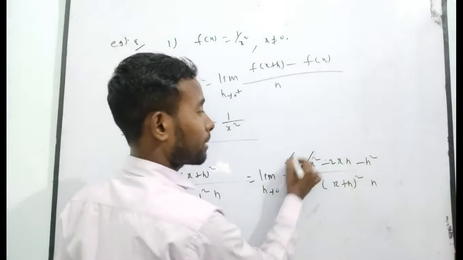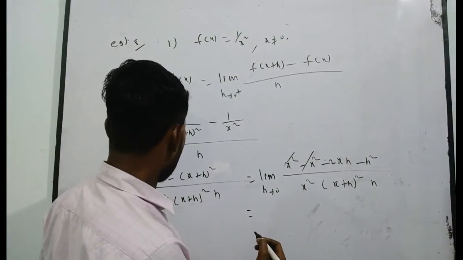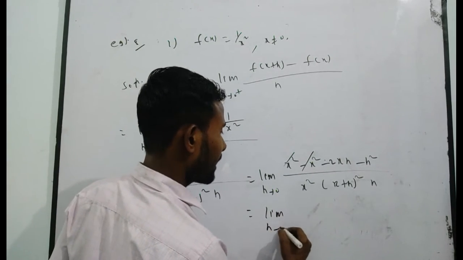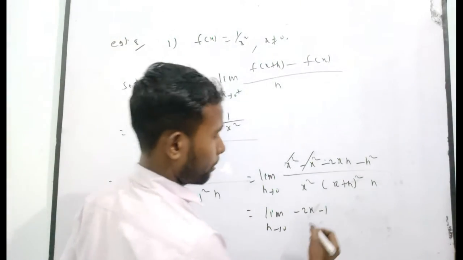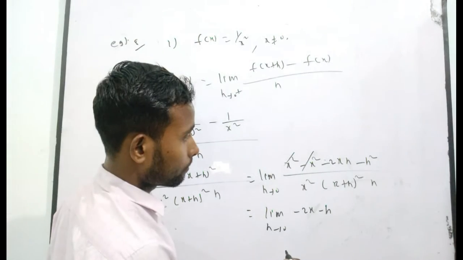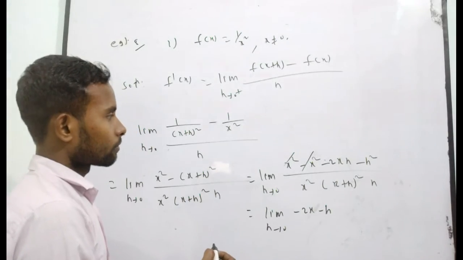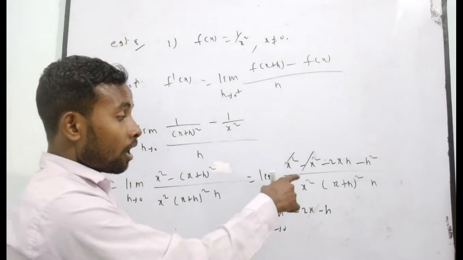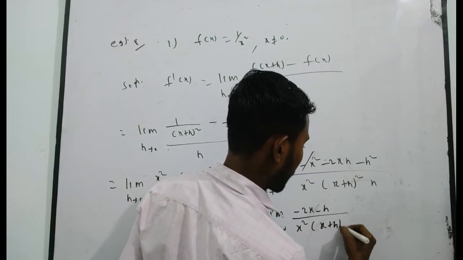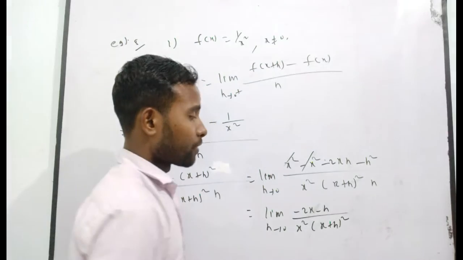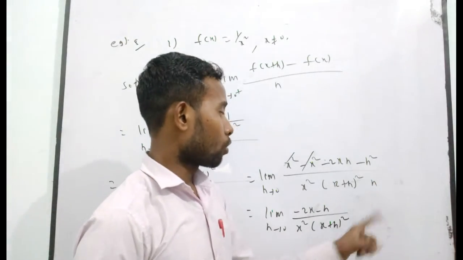Can you write? Here both terms cancel. And if you divide by this h in the numerator, what do you get? You get limit h tends to 0 of (−2x − h) divided by x² into (x+h)². This h cancelled one h from the numerator, so the exponent of h diminishes, and it becomes −2x − h.